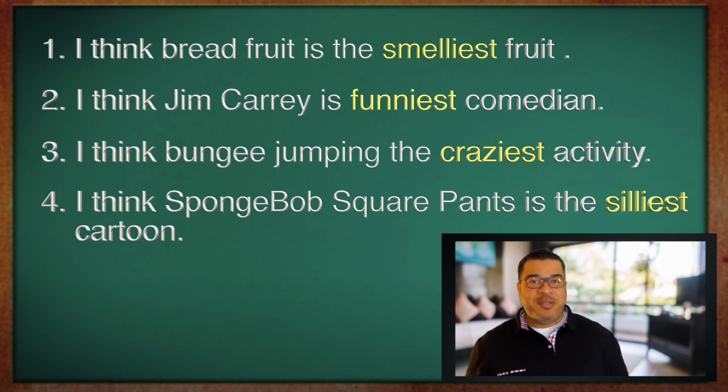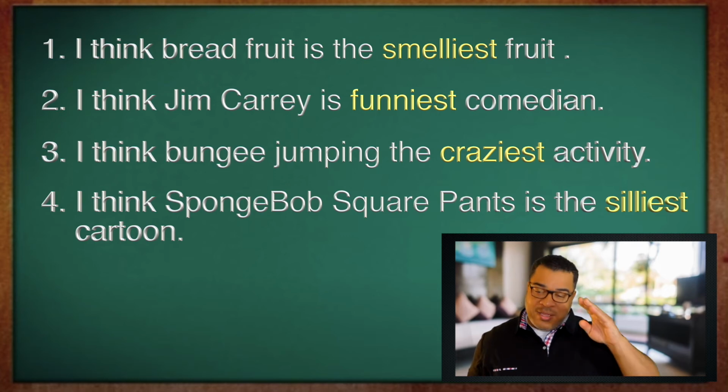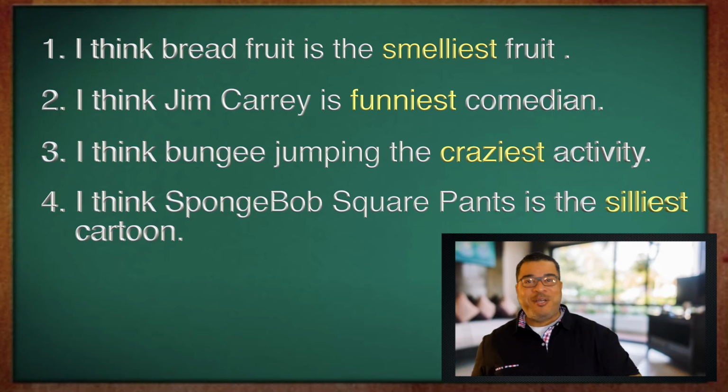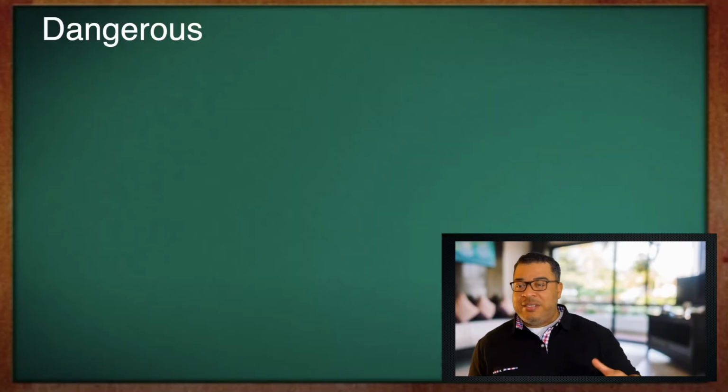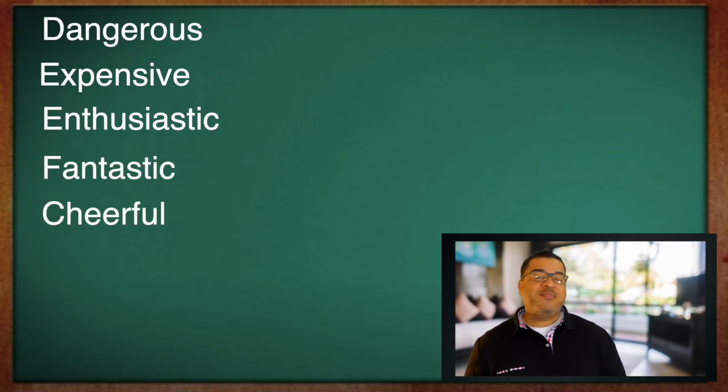Now, some of you might notice here you still have the EST, but you have an I before the EST. So rule number 2, if the word ends in a Y, take away the Y and add IEST. All right, are you still with me? Okay, a little more. And the final part of learning about superlatives, let's take a look at some more vocabulary. Dangerous, expensive, enthusiastic, fantastic, cheerful.